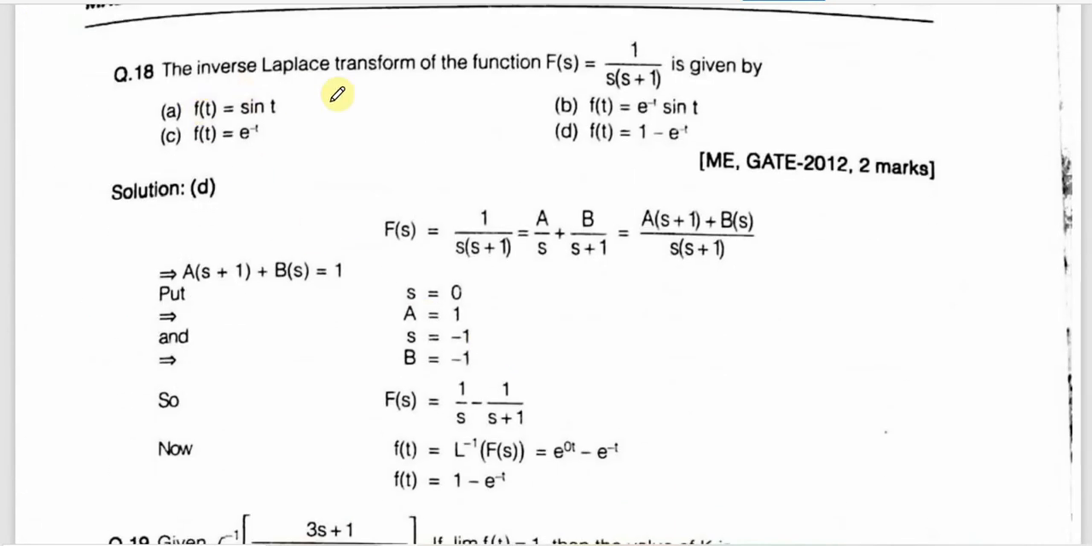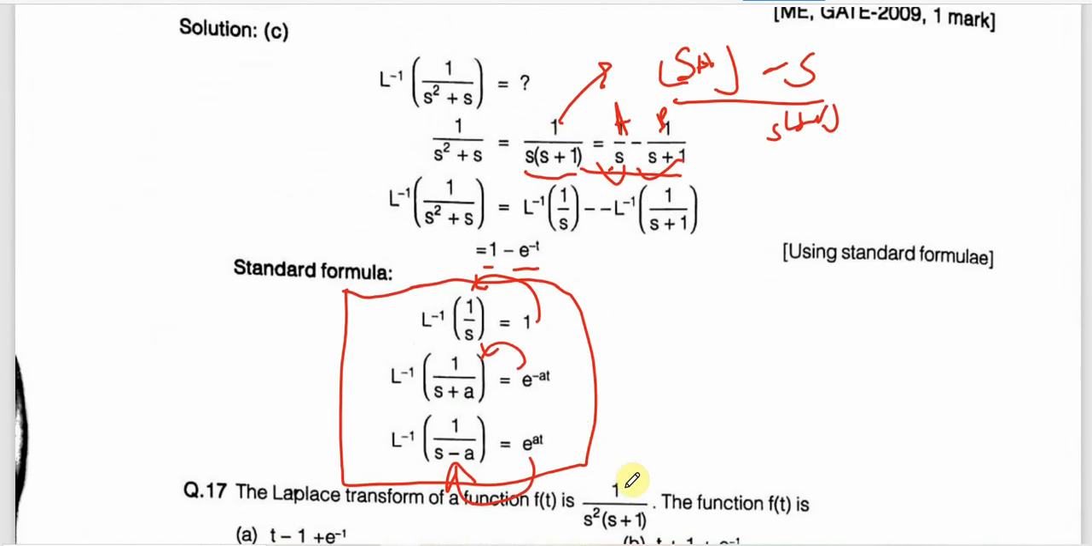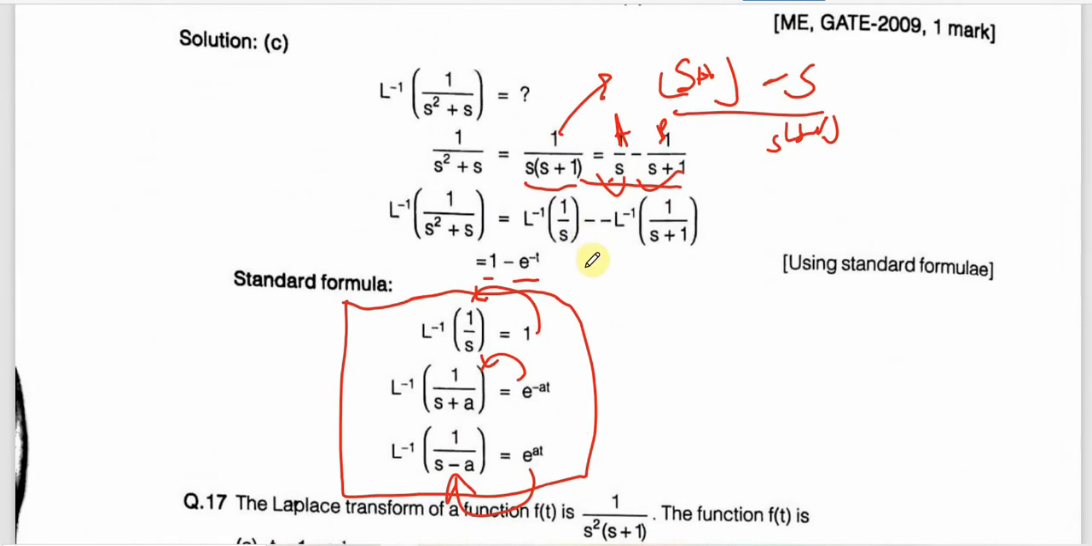Now the inverse Laplace transformation of this factor, a 2 marks question is there. We have already solved this question. We can do it like that also, but it is very simple. It is s plus 1 minus s, we can write on the top, and s into s plus 1 below. So after separating it will come. We have already solved this previous question. This one is the same question.